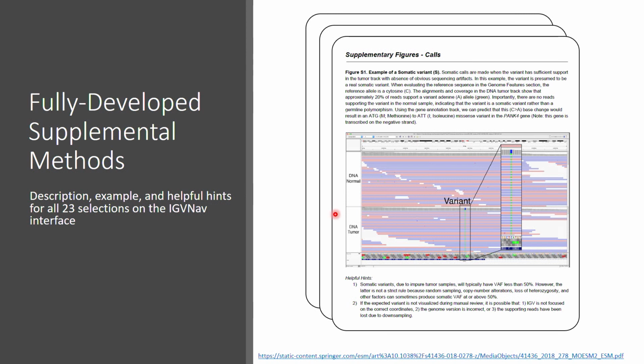Finally, we created this extensive supplement where we define each of the 23 selections on the IGVNav interface. Each selection has an example and a description of the specific feature, as well as helpful hints for identifying those specific types of variants or tags.